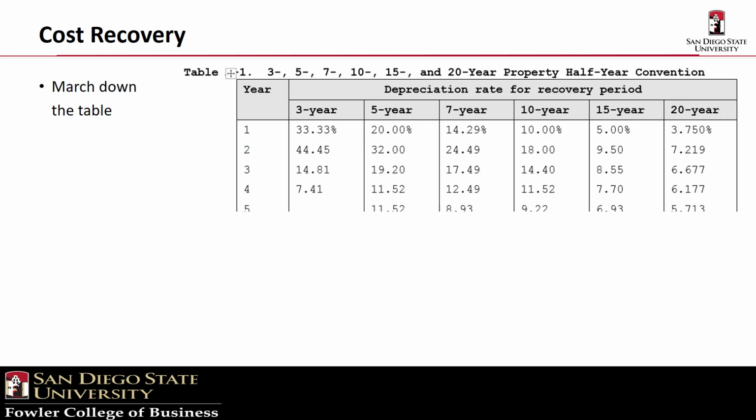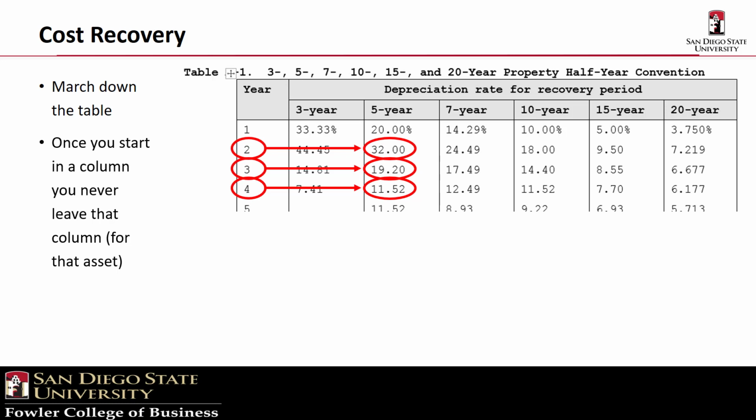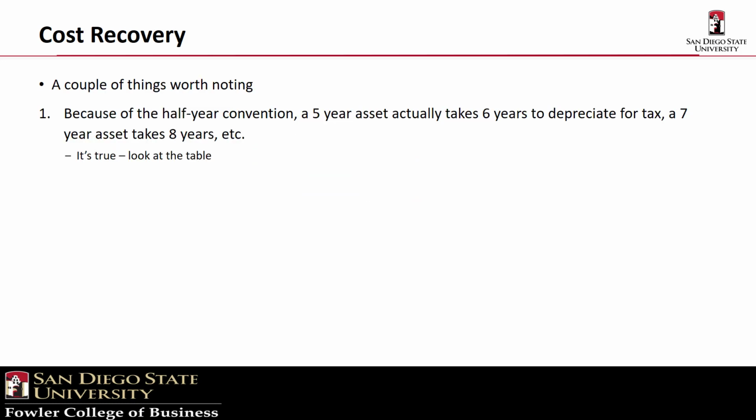You can see from the previous example that once you start in a column, you march down that column for the remaining life of the asset. A couple of important points. Number 1, because of the conventions, it always takes a year more than the recovery period to actually fully depreciate for tax purposes. For example, a 5-year property always takes 6 years to fully depreciate. The tables take care of the double declining method, or whatever method is in play.